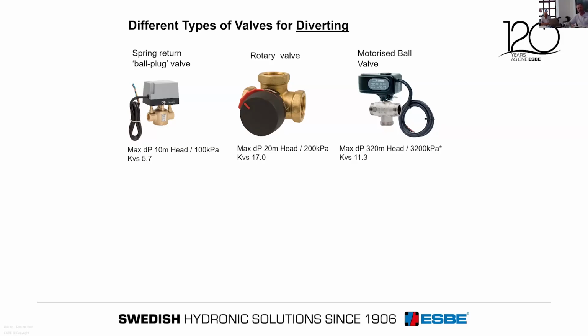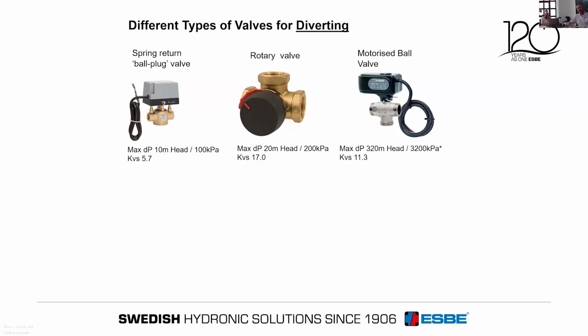Some of you may have heard of that. That's just a measure of the resistance of the valve, the amount of flow you would get through it for a set differential pressure. So you see that they have different characteristics. That spring return valve on the left has a lower KVS. It has more resistance through it, whereas the middle rotary valve has very low resistance through the valve, and the motorized ball valve somewhere in between.